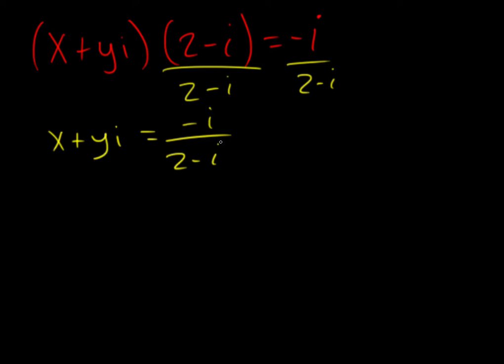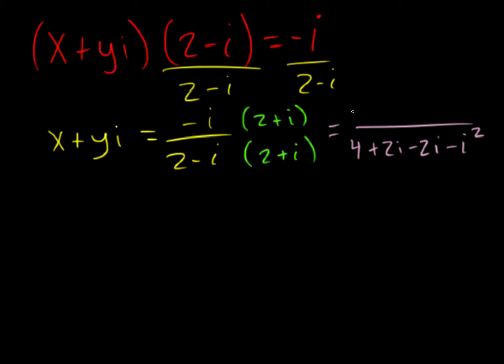And since we're dividing, we need to get a complex conjugate. Remember, we just change the sign on the i. And if we do that, we're going to end up with 4 plus 2i minus 2i minus i squared on the bottom. And on top, we're going to get negative 2i minus i squared. Let me just double check that. Okay, that looks good. Okay, these cancel each other.